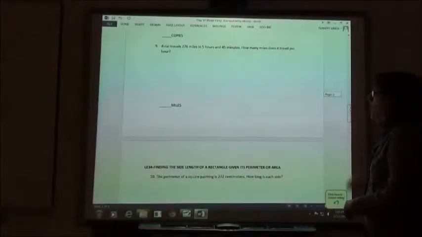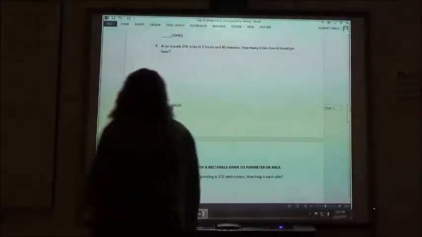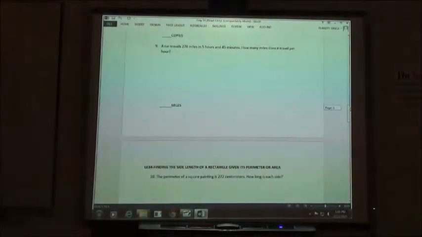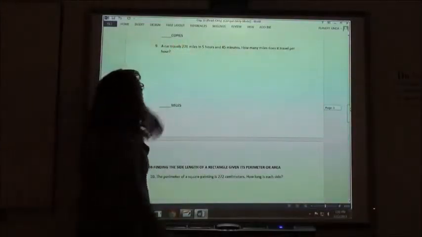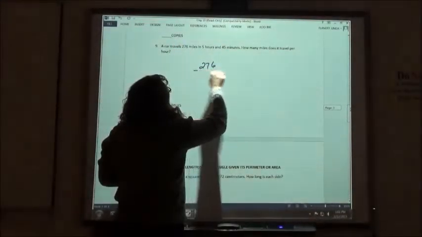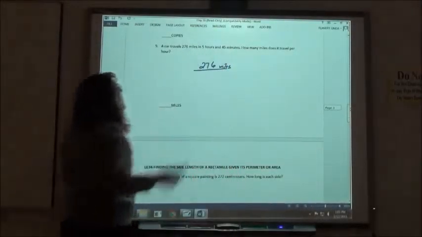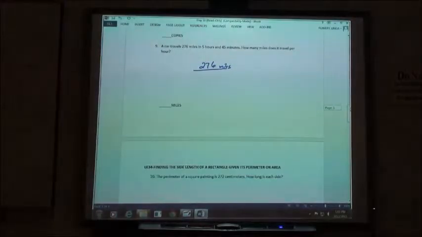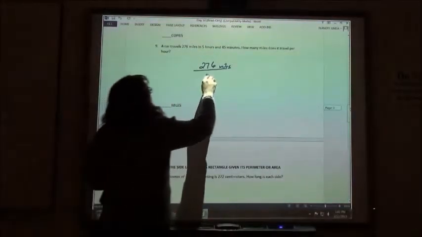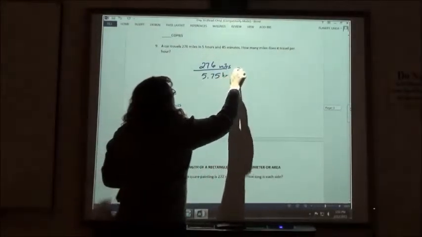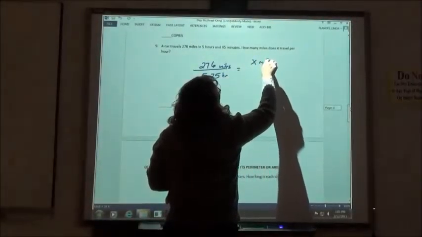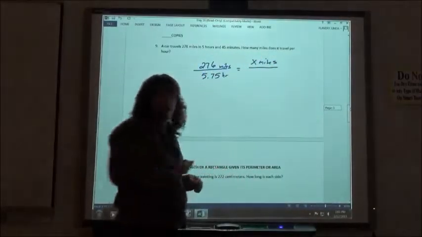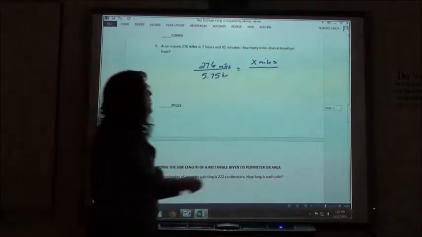So number 9 says a car travels 276 miles in 5 hours and 45 minutes. How many miles does it travel per hour? So my proportion, 276 miles in, and how am I going to write 5 hours and 45 minutes? 5.75, right? Yep. So 5.75, that's hours. We want to know how many miles per hour. Per hour means in how many hours? One. In 1 hour.